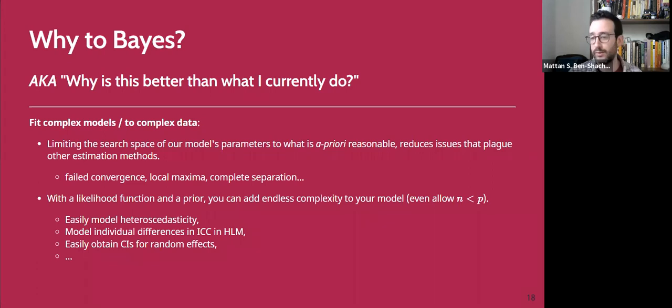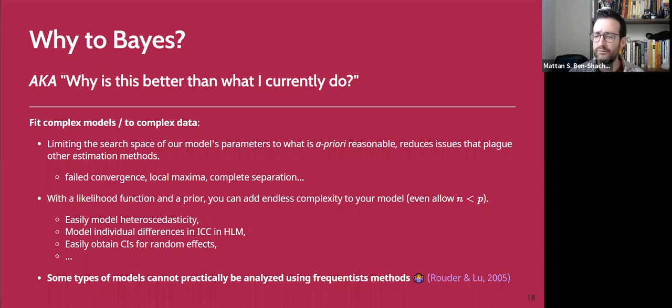All of these are things that we can do quite easily with Bayes that we either can't at all or are things that are very, very hard to do with maximum likelihood or least square models, etc.